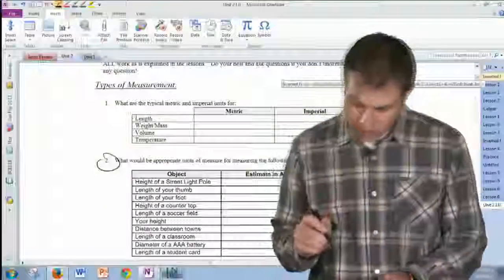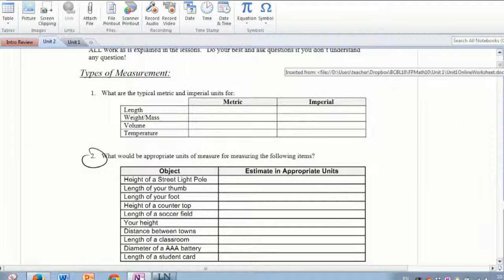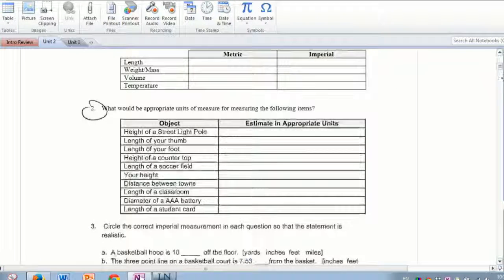So the height of a streetlight pole, we're going to estimate it with appropriate units. Streetlight, what would be a good unit to measure that? I'd probably guess meters. I know I'm 183 centimeters, so I'm about really close to 2 meters. So how many of me would it take to, if I stood on my own shoulders? So maybe like 3.5 to 4 meters.